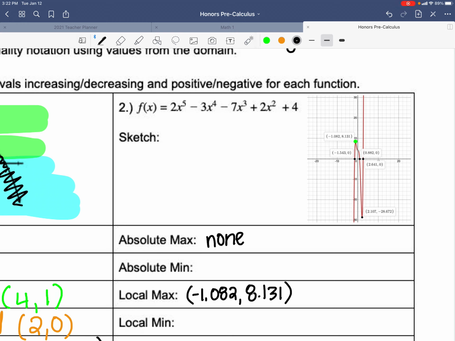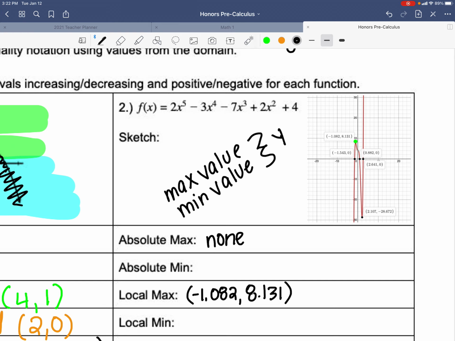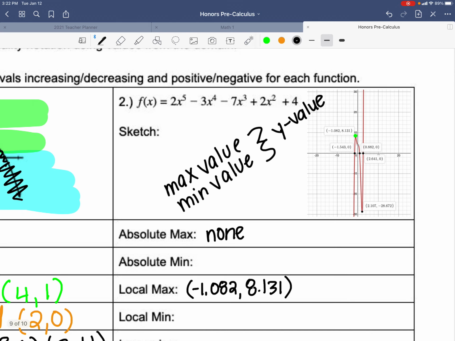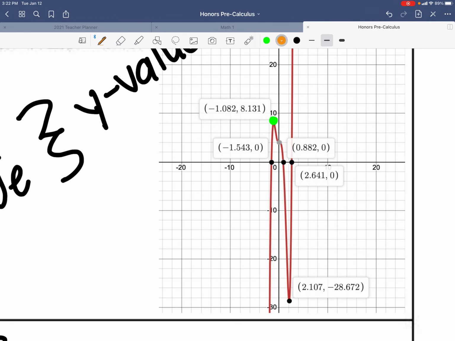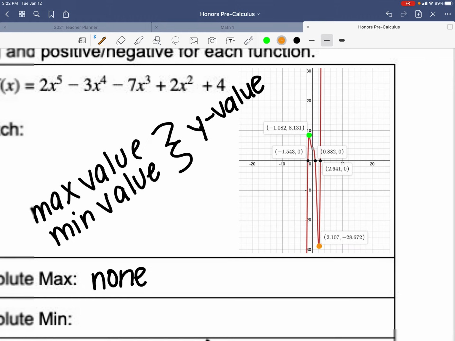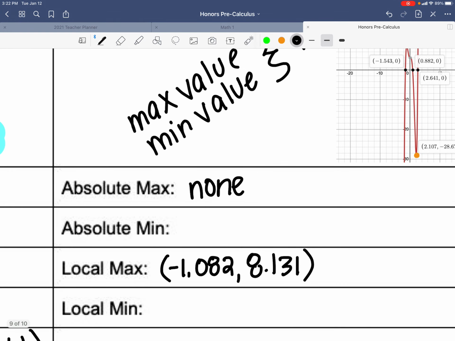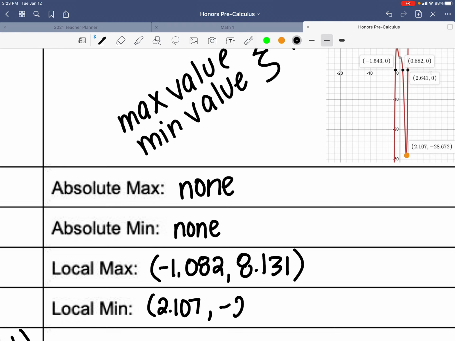Now, whenever they ask you for a maximum value or they ask you for a minimum value, they're basically asking you to identify the y value of the coordinate. They're asking you how high or how low is it going, okay? So just keep that in mind. So then they want a minimum. So when we look at the minimum, we have a minimum here, and that's all the minimums we have. That graph is going to keep going down. So again, we do not have an absolute minimum, but we do have a local minimum at 2.107 and negative 28.672.